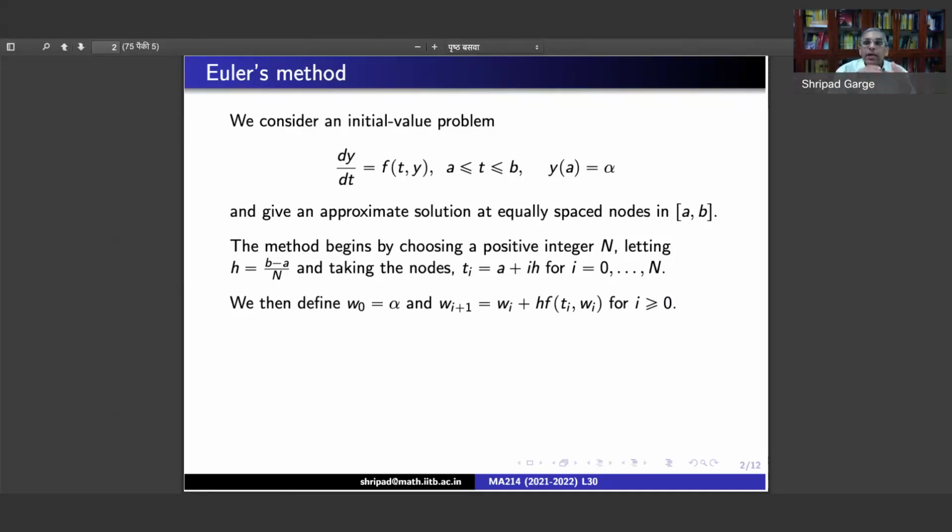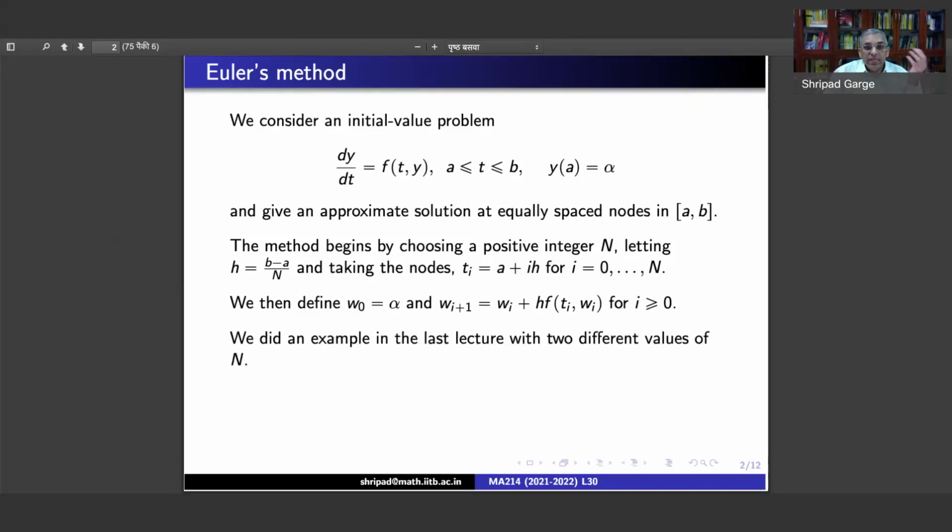So we have w_{i+1} equal to w_i plus h times f of t_i, w_i. This is Taylor's theorem, which helps in giving the approximate value. Taylor's theorem gives you an error, and that error is being ignored here. Therefore, this is an approximate value. This is Euler's way to give the approximate values, and we did an example in the last lecture with two different values of N, and now we are going to study the error pattern.